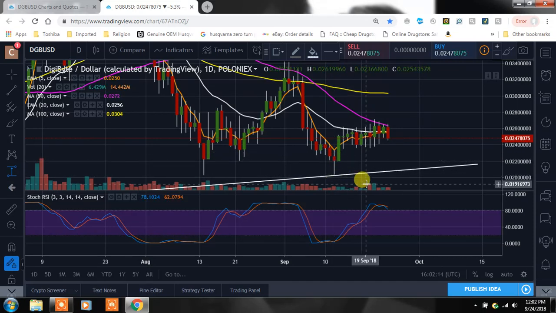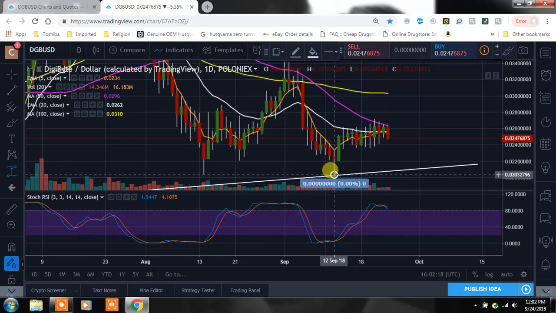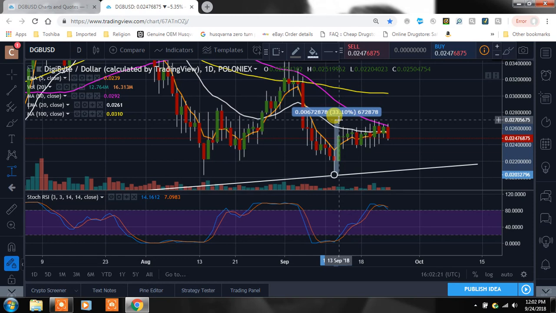So, it's kind of close to that spinning top doji candle there. So let's go all the way up to the high there. And guys, that's 33%. Those are really, really good gains. You have to think about that, okay? Besides just long-term hodling, these swings up and down, that volatility can be amazing.